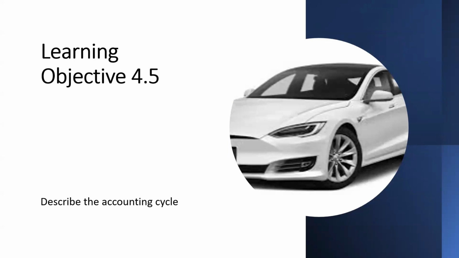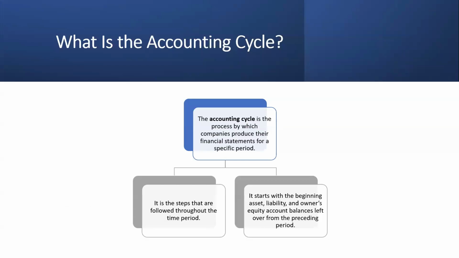Learning objective 5, describe the accounting cycle. So what is the accounting cycle? The accounting cycle is a systematic procedure through which companies generate their financial statements for a given period, encapsulating a series of steps adhered to throughout that time frame. Commencing with carryover of initial asset, liability, and owner's equity account balances from the preceding period, the accounting cycle unfolds a structured sequence of tasks aimed at accurate financial reporting.